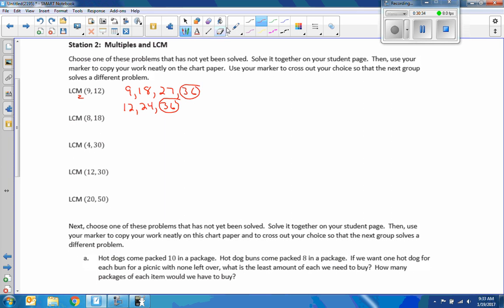Okay, so I'm going to use that format for these. So 8 and 18, so I'm going to do 8, 16, 24. I'm greater than the other one now, so I'm going to start on that one. 18, 36. Go back up to here. 8 times 4 is 32. 8 times 5 is 40. I just surpassed this number, so I'm going to go back down here. 18, 36. Remember, add 2, subtract 2 for 18. Okay, go back up here.